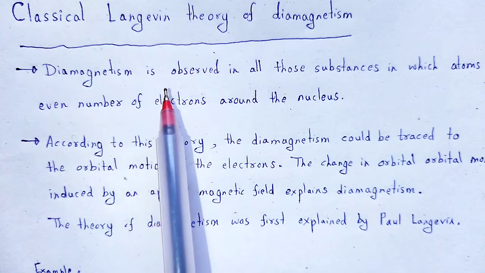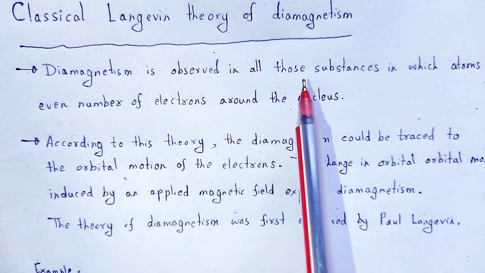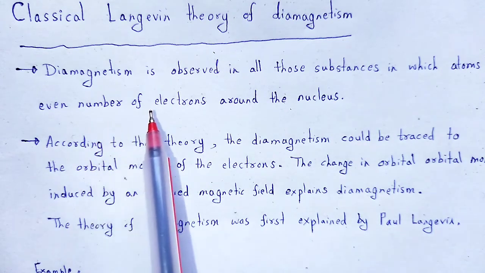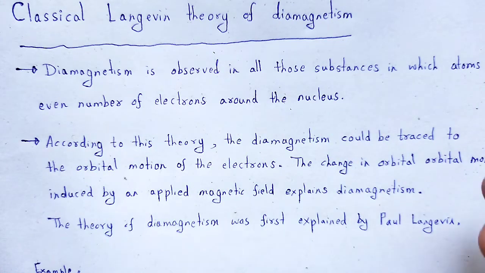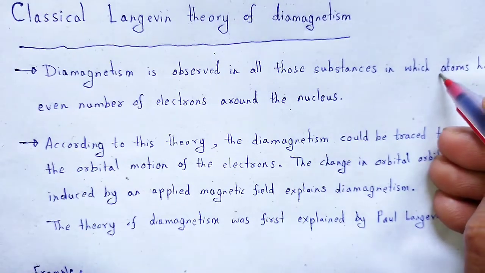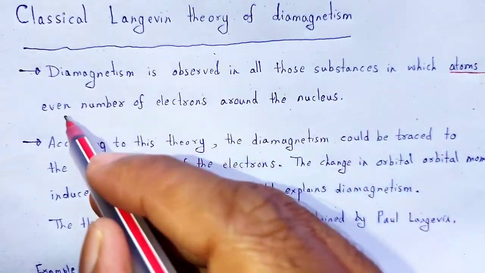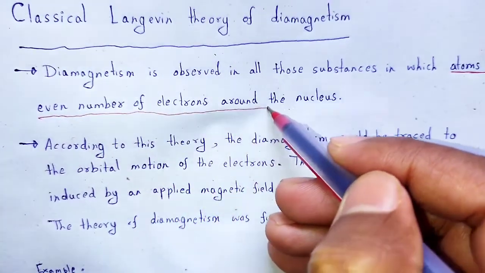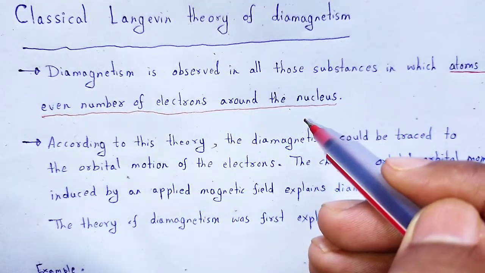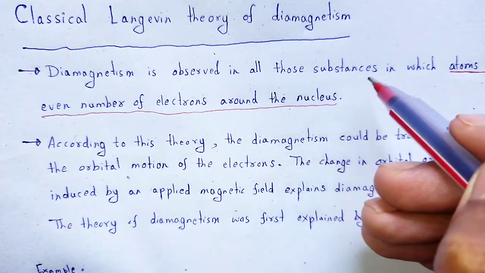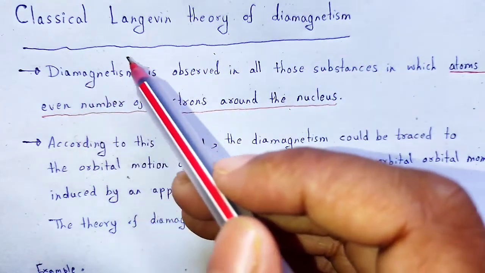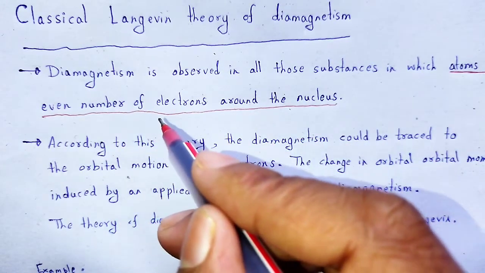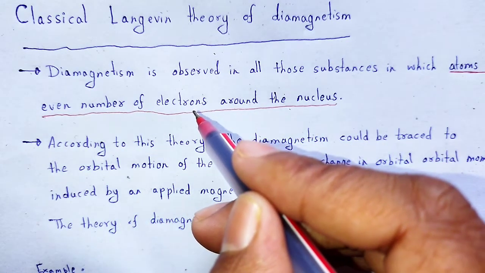Diamagnetism is observed in all those substances in which atoms have an even number of electrons around the nucleus. Those substances are known as diamagnetic. If there is an odd number of electrons, then it will be treated as a paramagnetic substance.